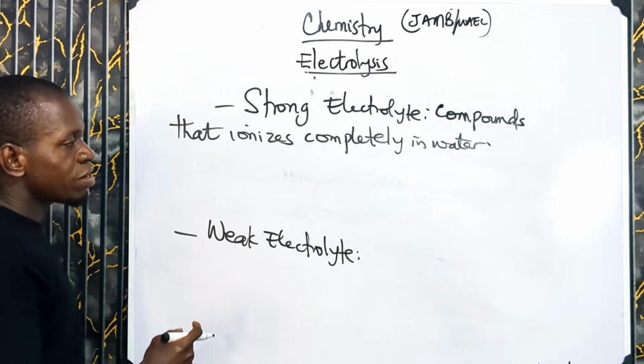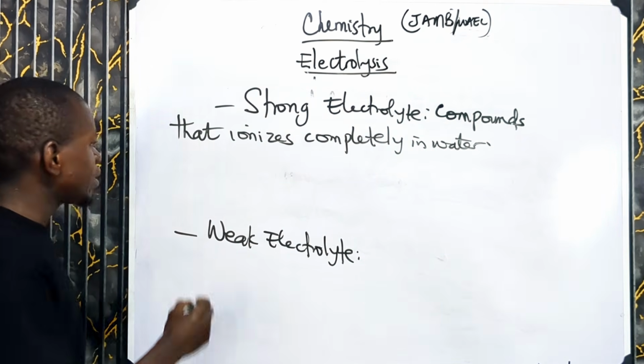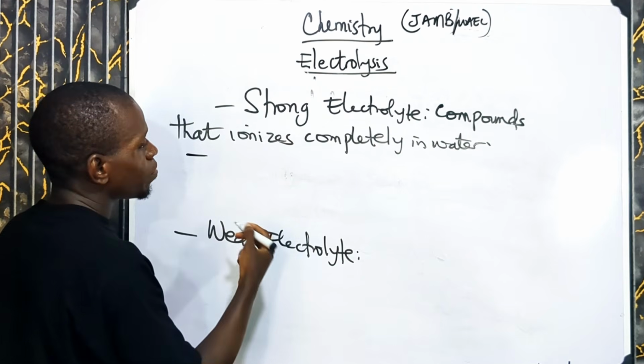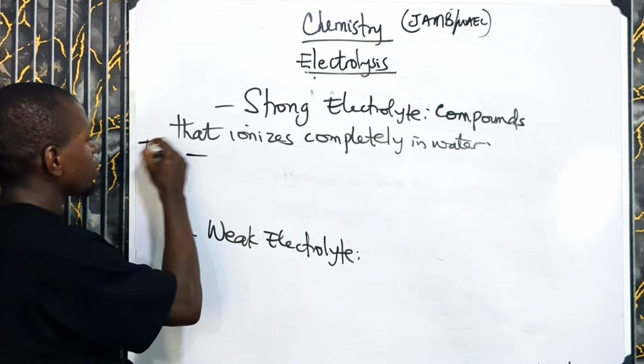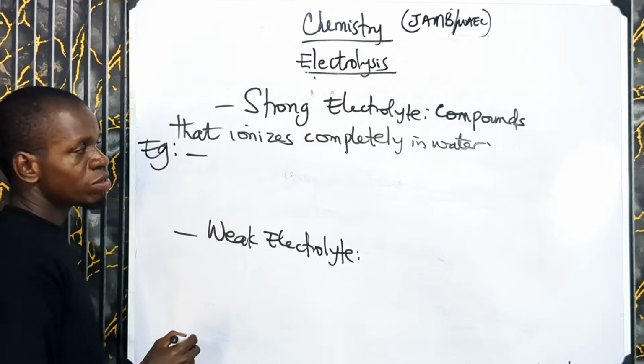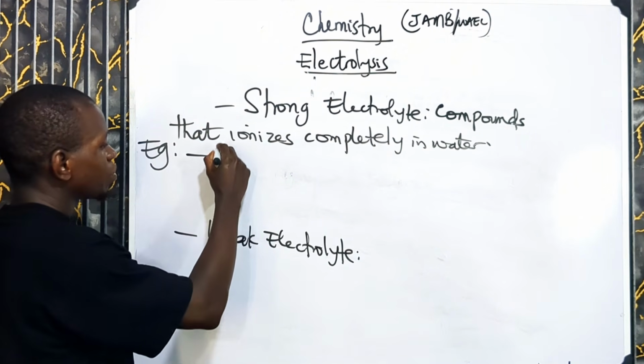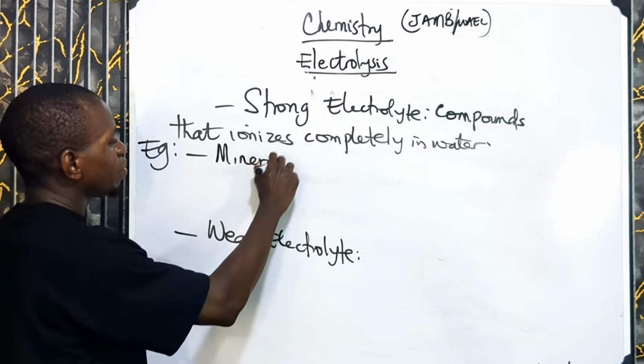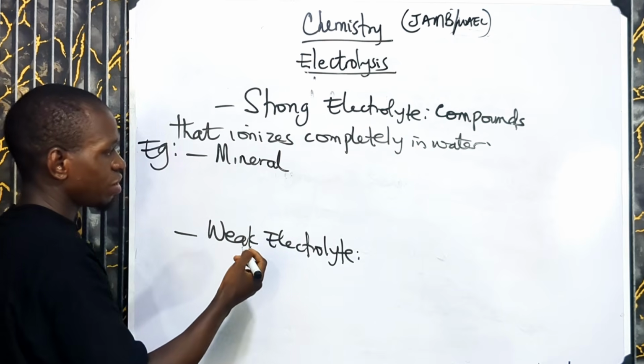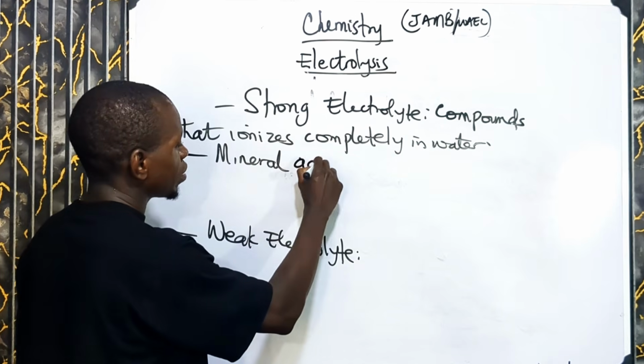And basically, they have three classes. And what are they? First of all, examples of our strong electrolytes are gotten from where? The examples of our strong electrolytes are: one, the mineral acids. I've given that as an example of electrolytes that we have. So we have our mineral acids.